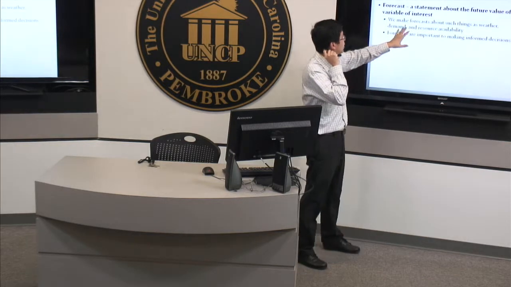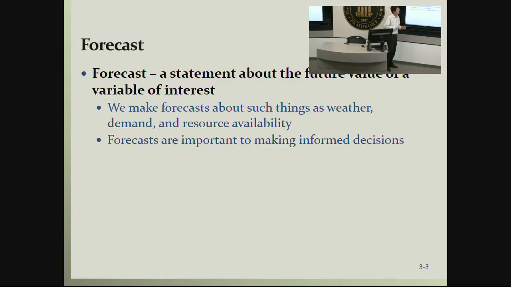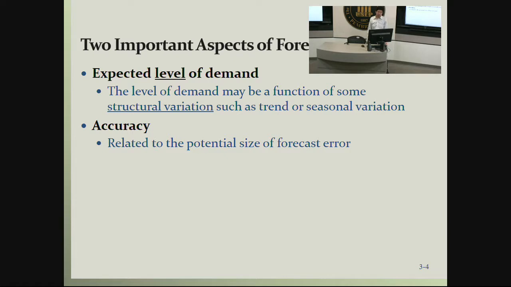We make forecasts about things like weather, demand, resources available, right? How many people we will have next week. Forecasts are important to making informed decisions. Two important aspects: first, demand. What is the expected level of demand? Usually the level of demand may be a function of some structural variations, such as trend or seasonal variations. The second aspect is accuracy, which we'll talk about in detail very soon, and is related to the potential size of forecast error.